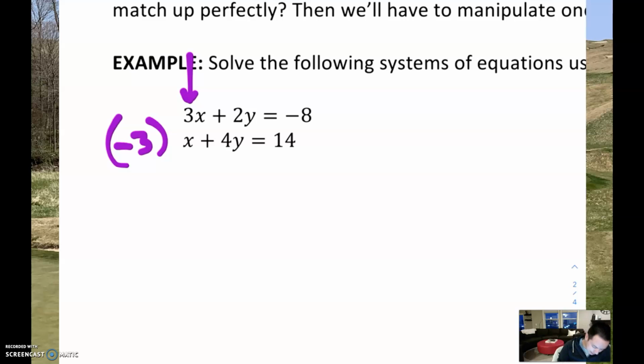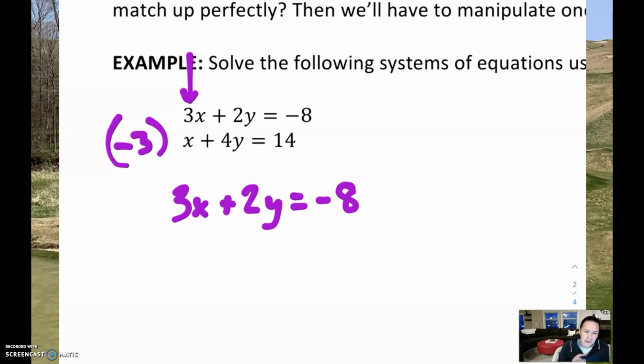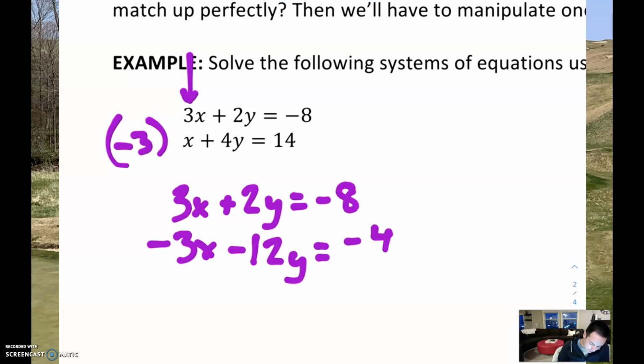I'm going to rewrite the top one. So we have 3x plus 2y equals negative 8. And now I distribute the negative 3. So negative 3 times x is negative 3x. Negative 3 times a positive 4y becomes negative 12y. And a negative 3 times positive 14, well, that's a negative 42.